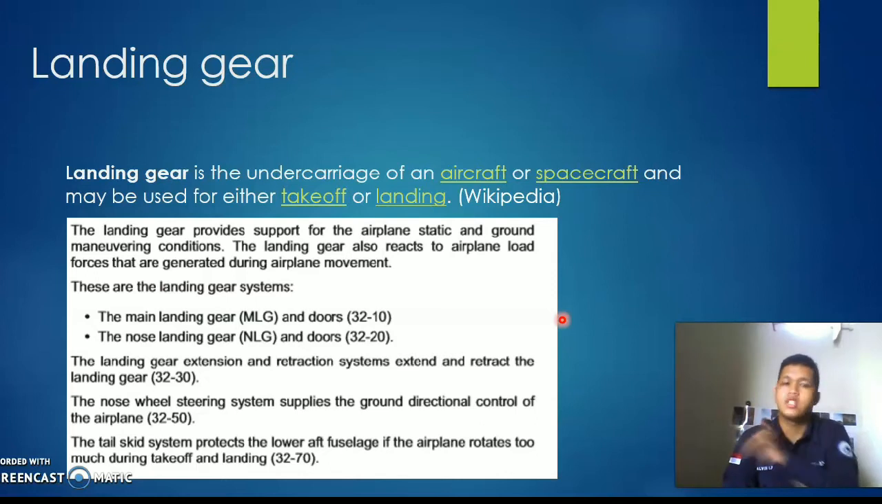The chapter is 32. The landing gear system includes, as we know from the task card, the main landing gear and doors, and the nose landing gear and doors. The landing gear extension and retraction system extends and retracts the landing gear. Landing gear has two types: retractable and fixed. For the Boeing 737 series, it is retractable. It can move in and out with the doors.